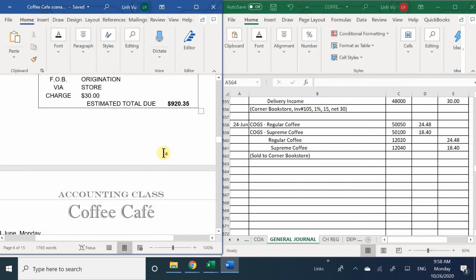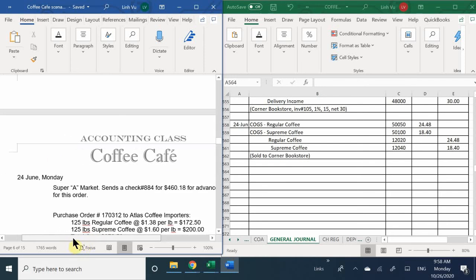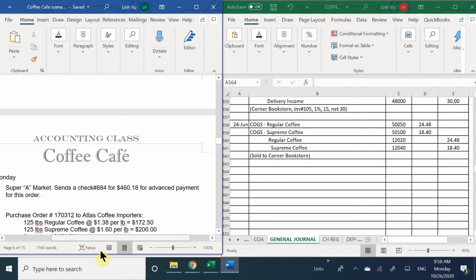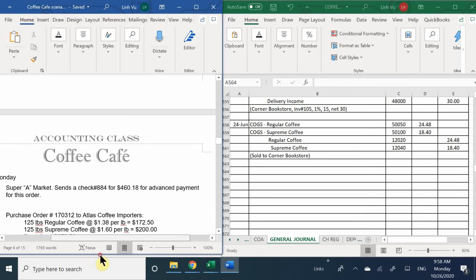But what has happened here? What did Super A Market do? Advance payment. The Super A made an advance payment. All right. So what do we do with this advanced payment?